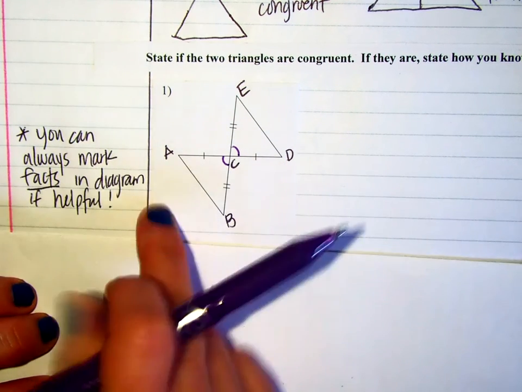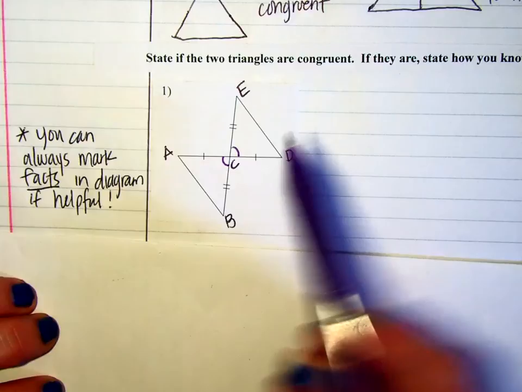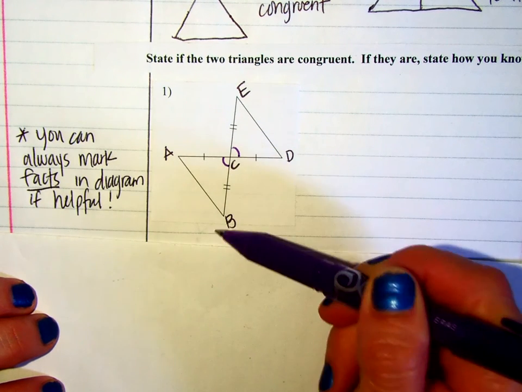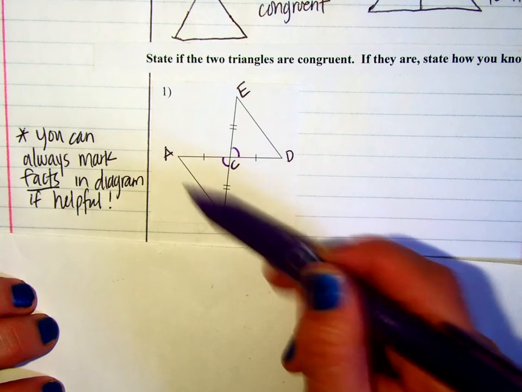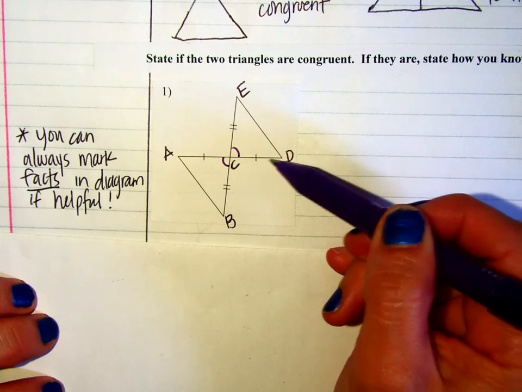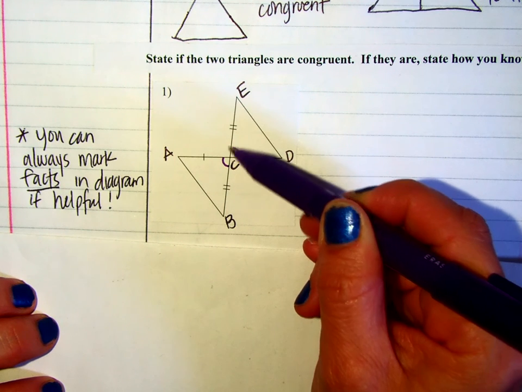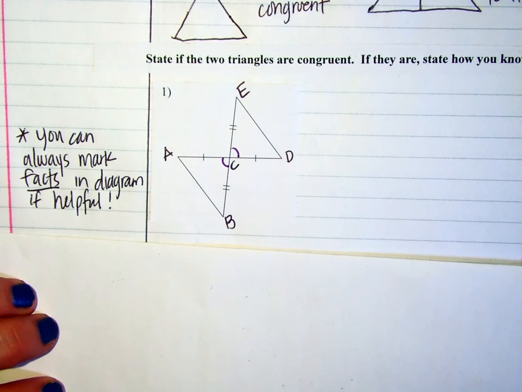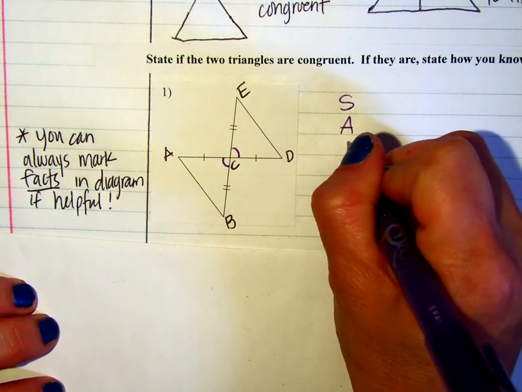It looks like for my first triangle, I have a side marked, I have an angle marked, and I have a side marked. So side, angle, side, SAS. Now we check to see if the second triangle follows the same pattern. So we have a side with one mark, we have the angle wedged in the middle, and then we have the second side with two marks. And it looks like these two triangles are congruent. So let's say yes, they are, by the side-angle-side congruence postulate.